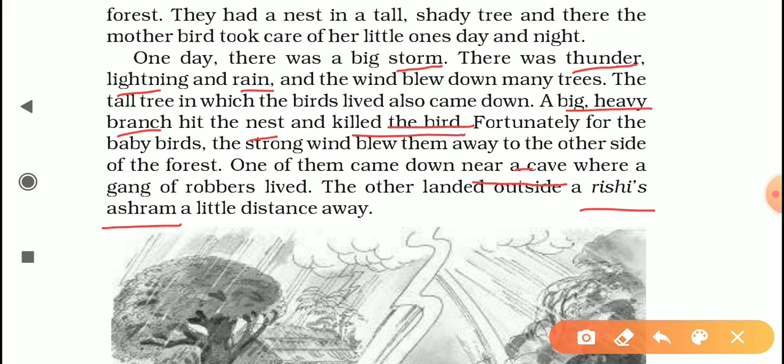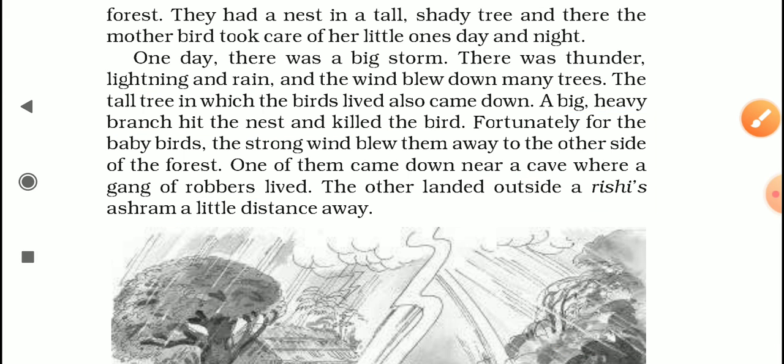The cave belonged to a gang of robbers who looted other people, who thieved and robbed other people of their money and their riches. And do you know what a Rishi's ashram is? A Rishi is a holy person who spends their day thinking about God, and they are very good people.